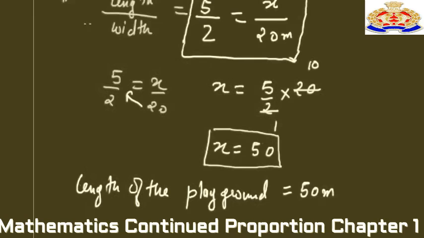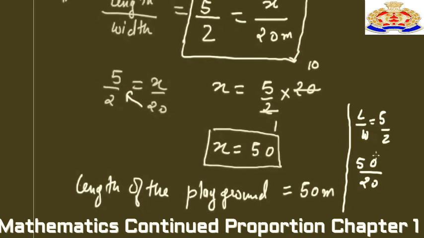Now if you want to check your answer, you can say that we are given the ratio of length upon width as 5:2. So if I divide length, that is 50, by the width which is given as 20, then I will get 5 upon 2, since the zeros will get cancelled, and it will be equal to 5 upon 2. So our answer is correct.